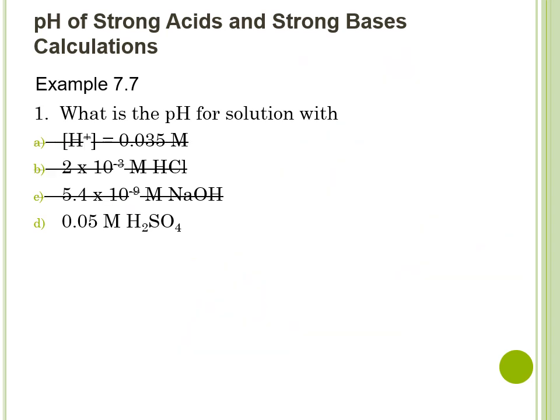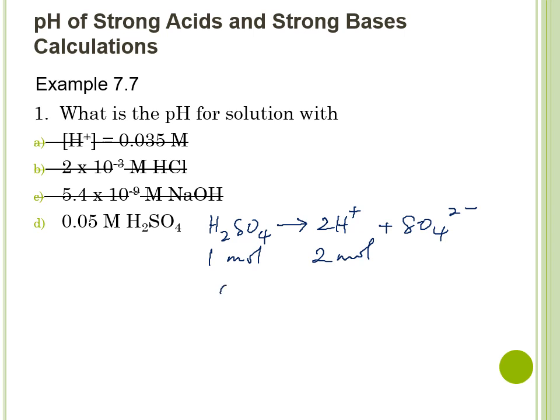Okay, let's look at question D. Question D is about sulfuric acid. So we're going to look at the equation to dissociate this sulfuric acid, which is a strong acid. So it dissociates completely to become this. And you notice that 1 mole of sulfuric acid will produce 2 moles of H+. Therefore, if you have 0.05 molar of sulfuric acid, you're going to get 0.1 molar of H+ concentration.